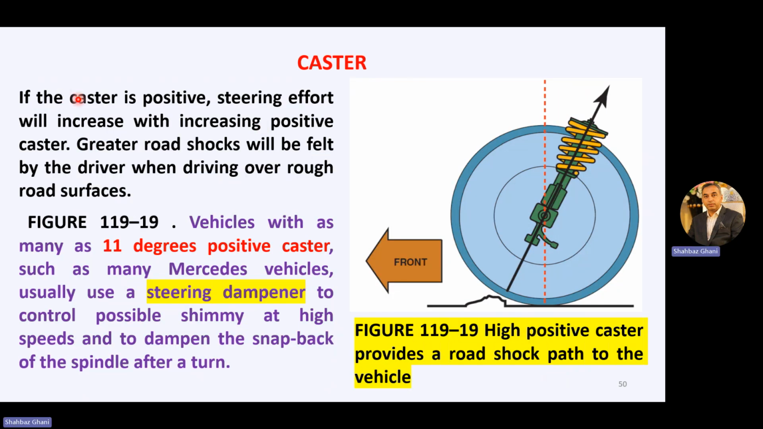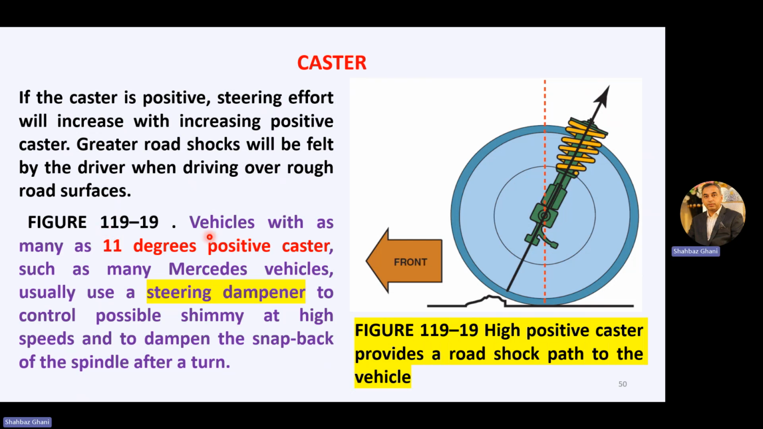Now, if the caster is positive, like here we have the vertical axis or reference axis, and this is the steering axis, upper pivot and the ball joint. If the caster is positive, steering efforts will increase with increasing positive caster. Greater road shocks will be felt by the driver when driving over rough surface.